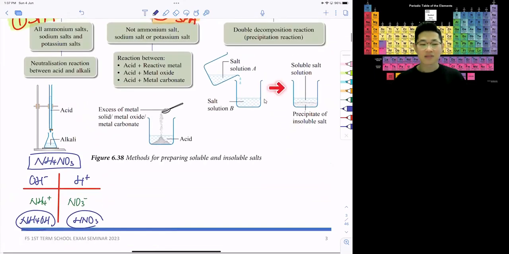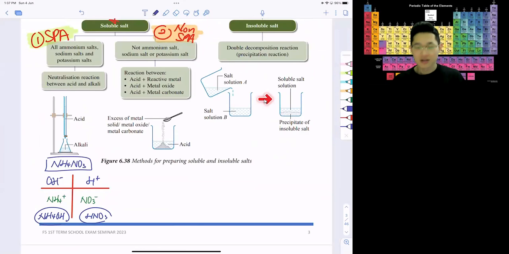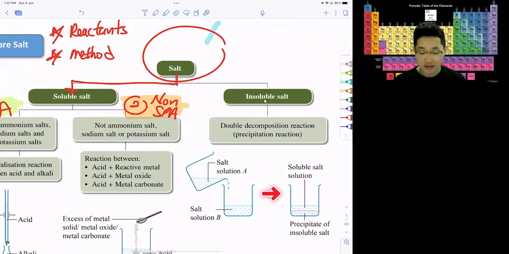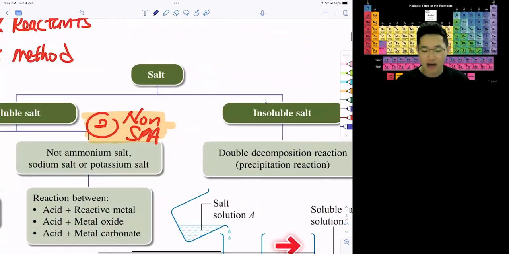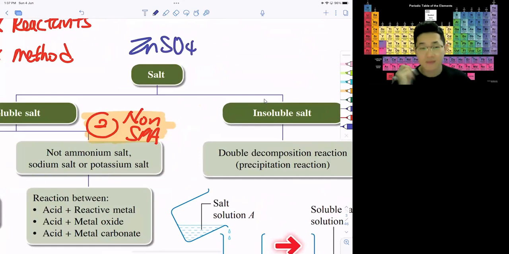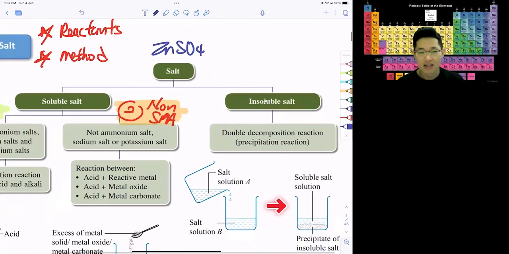Okay, next. So this is spa salts, soluble spa. Now, I give you another example that goes like this. Let's say I want to make zinc sulfate. Is zinc sulfate a soluble or insoluble salt?